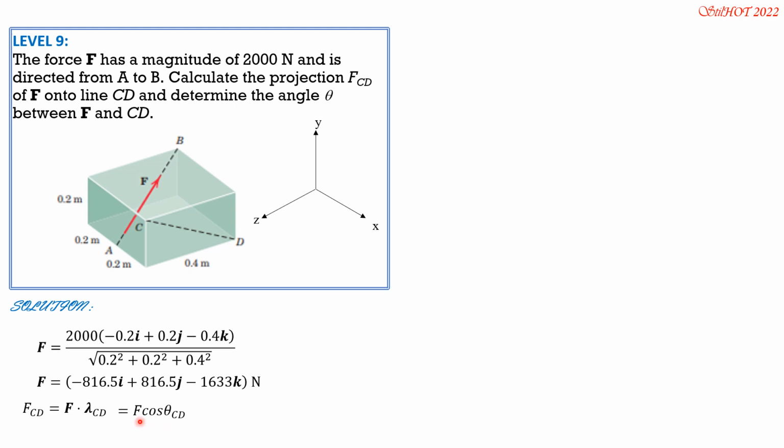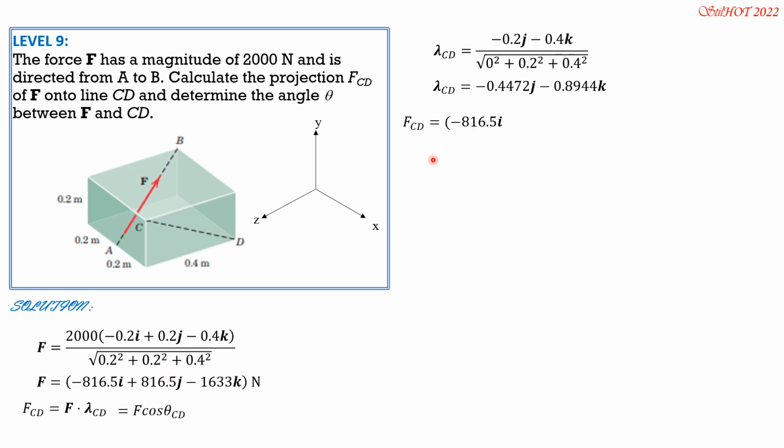That's why it is the component of F in the direction of CD, where theta CD is the angle between F and CD. So lambda of CD is again negative 0.2j, negative 0.4k divided by distance, square root of 0 square, there's no i, 0.2 square plus 0.4 square. You just square these components or coefficients. So in decimal, lambda CD is negative 0.4472j minus 0.8944k. Then obtain the dot product.